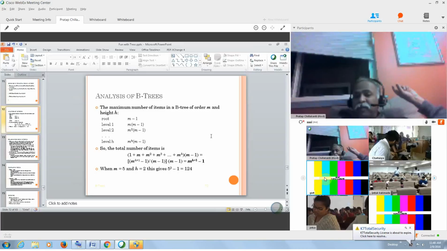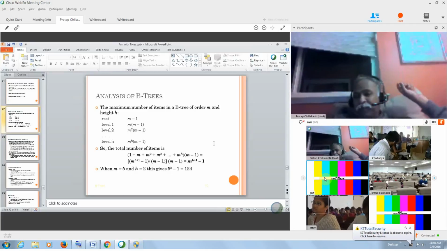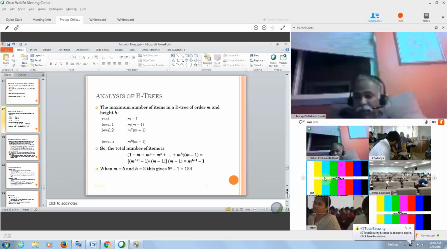In the case of m equal to 5 and h equal to 2, the number of items that you can store in that is 124. Okay.